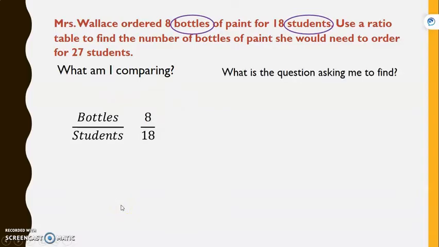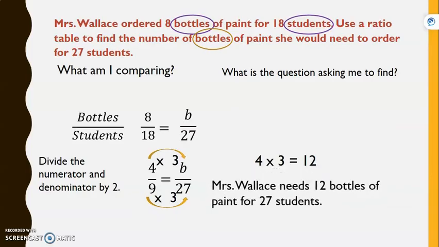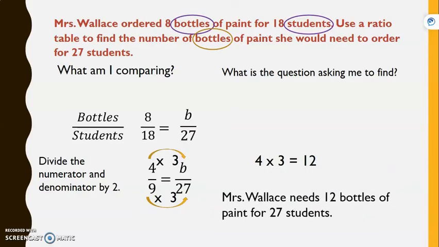Now what is the question asking me to find? Bottles. So bottles will be missing in my proportion, and 27 goes on the bottom, or the denominator, where students were. 27 students, students in the denominator. Now I cannot get from 18 to 27 by a whole number. So what I'm going to do is divide the numerator and denominator of this fraction both by 2, because that's the way I can simplify it. And I get 4/9. So here is my new proportion: 4/9 equals b over 27. I can solve that one because I know 9 times 3 makes 27, and 4 times 3 is 12. So Miss Wallace needs 12 bottles of paint for 27 students.